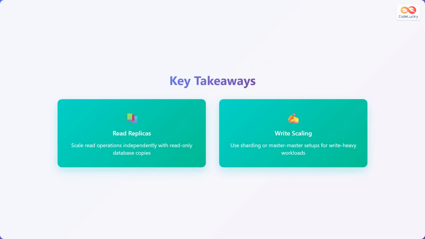Let's summarize the key takeaways from this discussion. Firstly, read replicas enable you to scale read operations independently using read-only database copies. Secondly, for write-heavy workloads, you can employ sharding or master-master setups to distribute the write load across multiple databases.